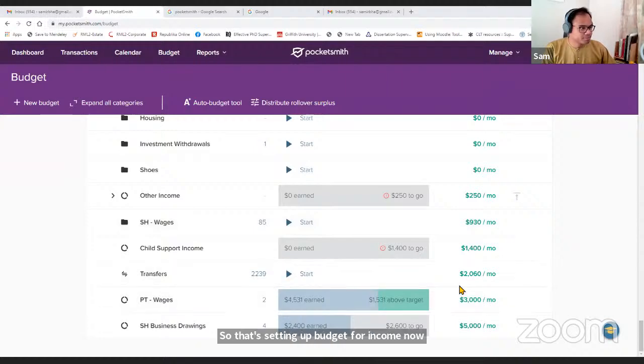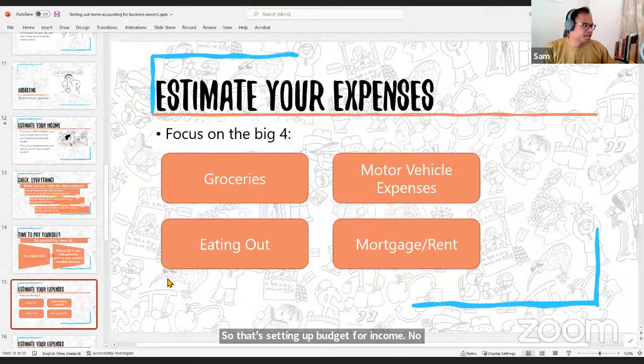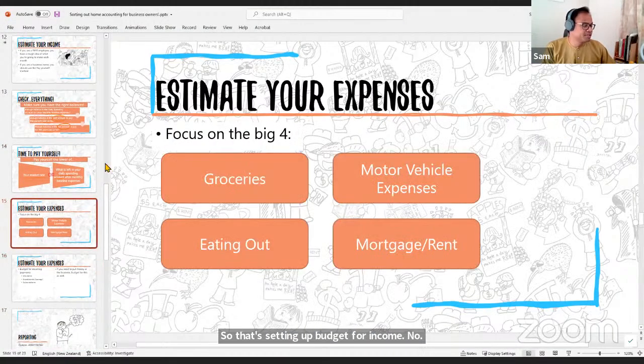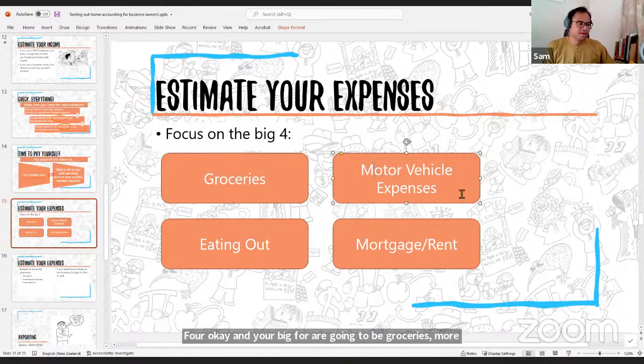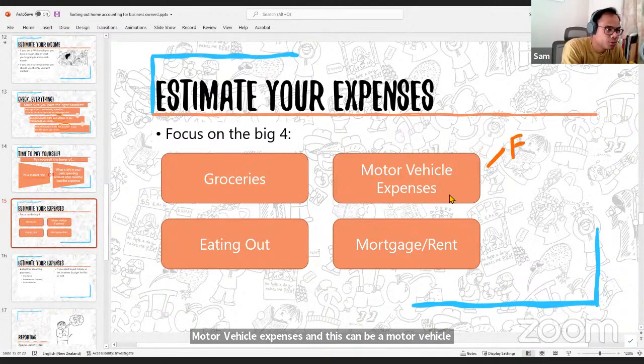Now next we need to estimate your expenses. The first thing that you want to do is to focus on the big four. Okay, and your big four are going to be groceries, motor vehicle expenses, and motor vehicle expenses can be broken down into fuel and repairs, right?